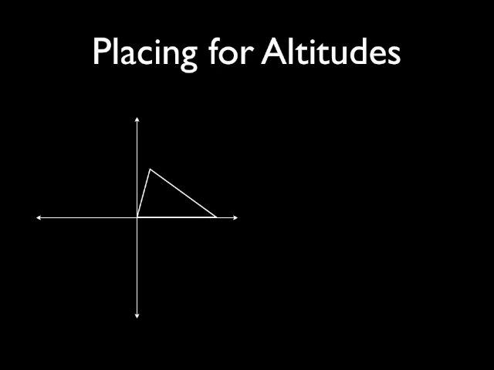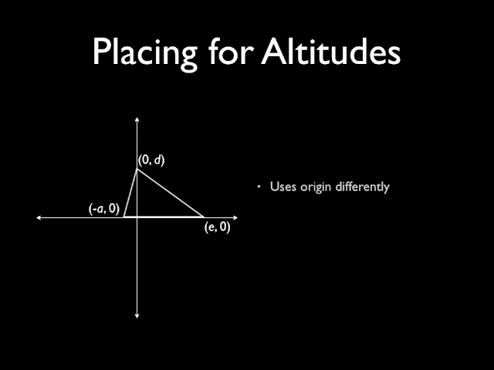Now let's take a look at altitudes. Here we have our scalene triangle, and if we draw in the altitude from the vertex, we're going down to the x-axis, but we're going to shift the triangle so that that top vertex is on the y-axis. Notice we still have 3 variables. Yes, the a is negative, and some people might argue that this does not use the origin. However, it does. It uses the origin a little bit differently.